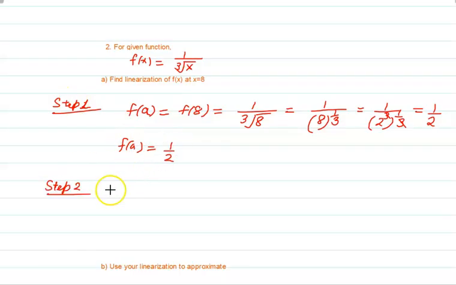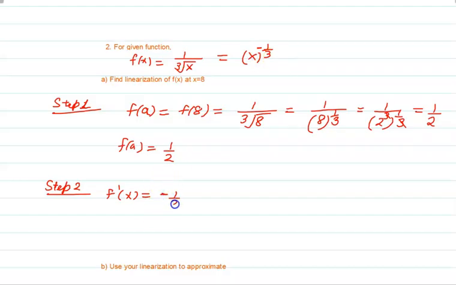For step 2, we find the derivative of the given function. Since this function can be written in terms of exponents as x raised to negative 1/3, because we move the powers to the top, we are able to apply the power rule.